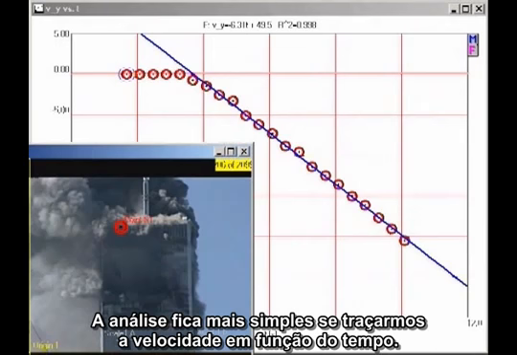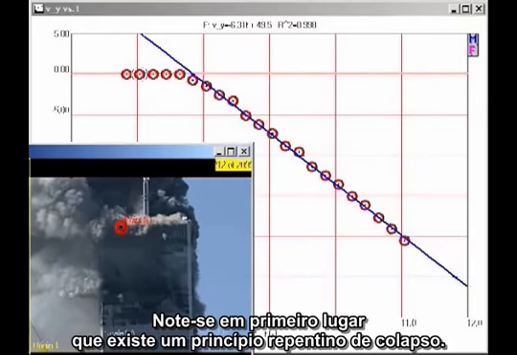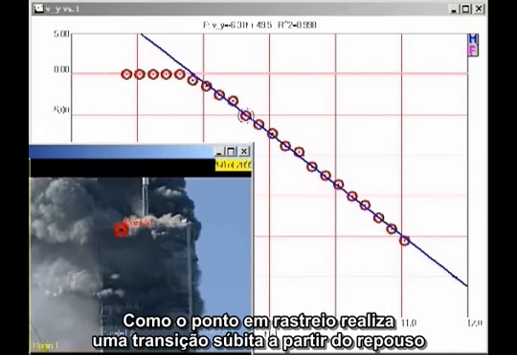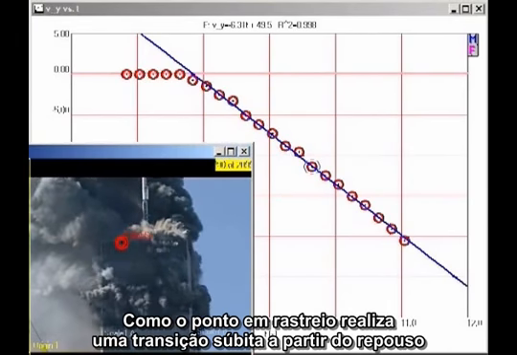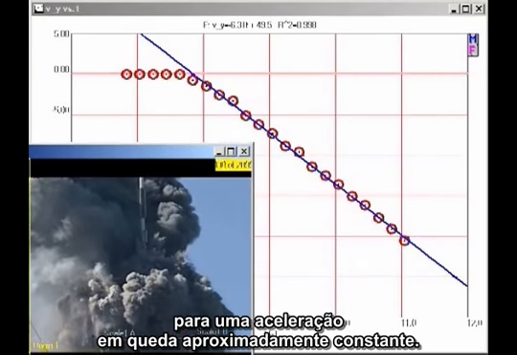The analysis is simpler if we plot velocity as a function of time. On this kind of graph, a straight line indicates constant acceleration. First note that there is a sudden onset of collapse, as the point we are tracking makes a sudden transition from being at rest to an approximately constant downward acceleration.